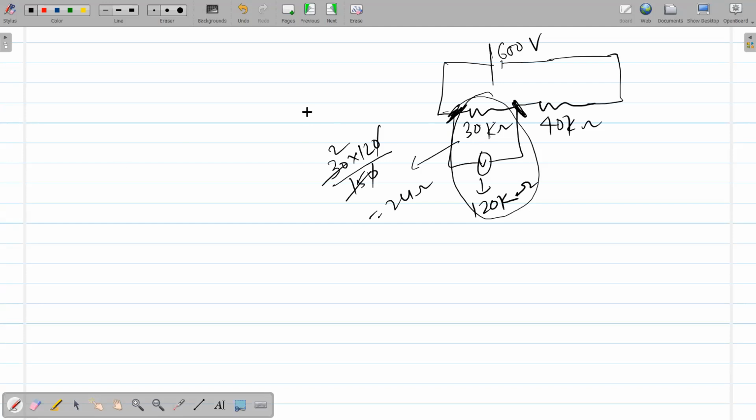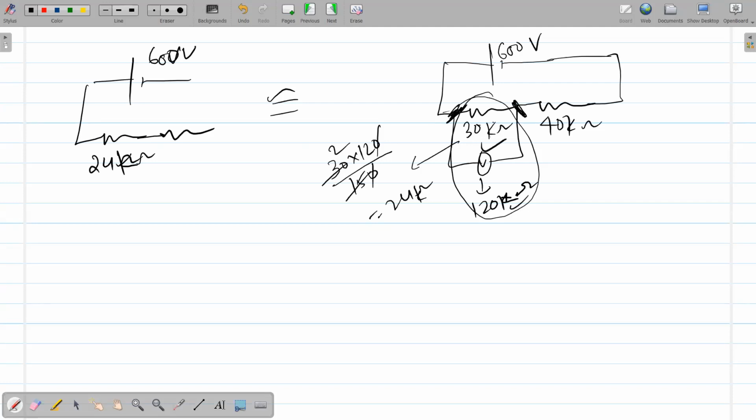So now the circuit has become like this: this is 600 volt, and here we have 24 kilo ohm. It is kilo, this is in kilo, so it will also be in kilo ohm. And here we have 40 kilo ohm.